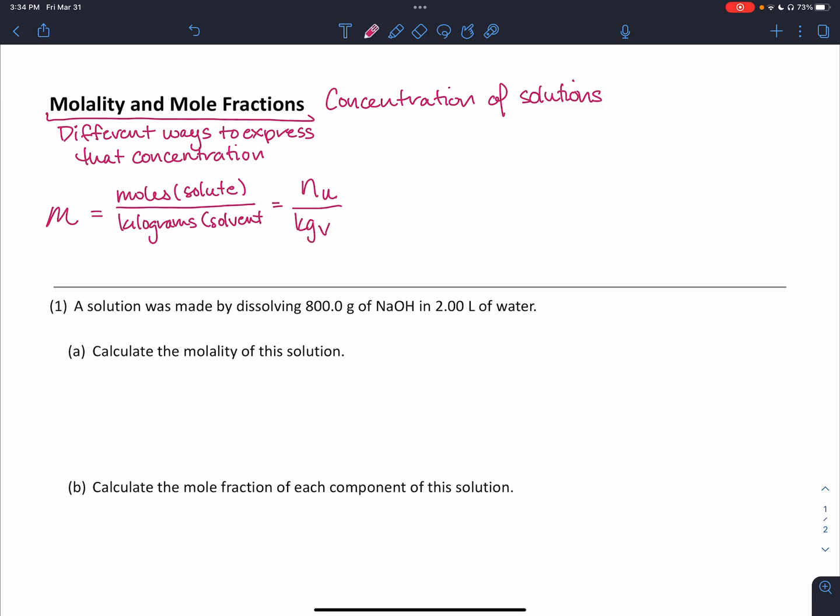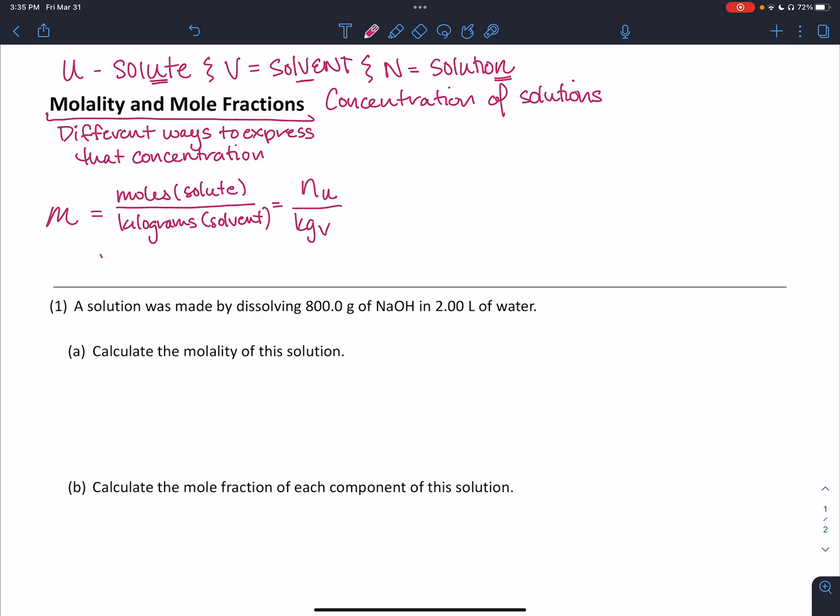For those of you who have me in class, I always designate my parts of solutions when I'm working with solutions, and I use a U to represent solute. Get it? I use a V to represent solvent, and then I use an N to represent solution. So don't be surprised if you see me use those when we talk about these different concentration values. So again, molality, moles of solute divided by kilograms of solvent.